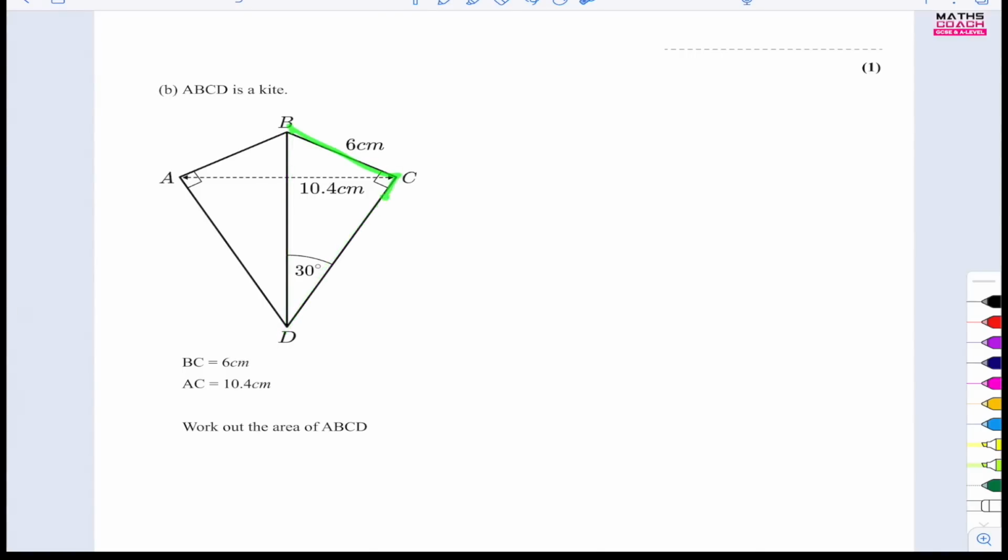So if you look at this, this is a right angled triangle. All right, so let's quickly just draw this right angled triangle. So this is a right angle. We know that to find the area of a triangle, we do base times height divided by 2. So this is 6 centimeters.